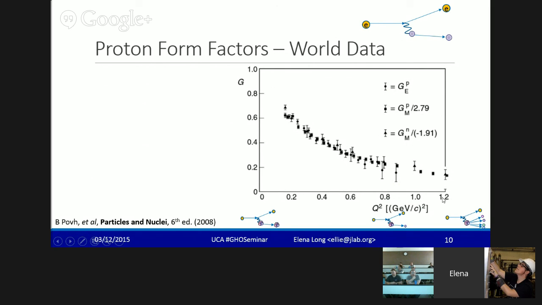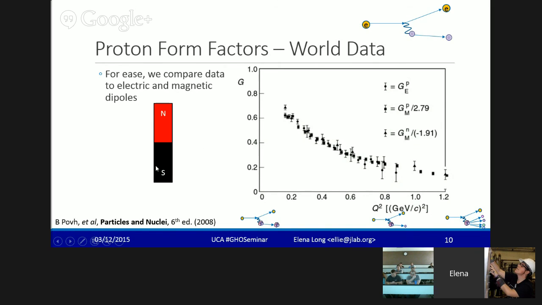And as we get to much higher q squared, we're probing quark effects. So for ease, since we have this nice kind of curve going on here, we can compare this to electric and magnetic dipoles. So a dipole would be like a normal bar magnet. It has a north pole and a south pole. It has two poles. And if you would take something like this and put it on a plot that you would look at its form factor over its structure, it would give you this nice curve here that would go up to 1 if you normalize it properly for the magnetic form factors. And it goes down very nicely, very exponentially, and matches up with the data.